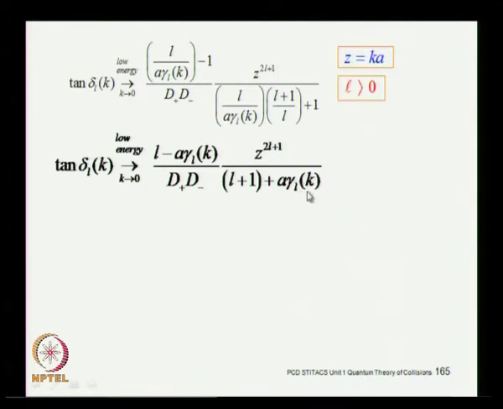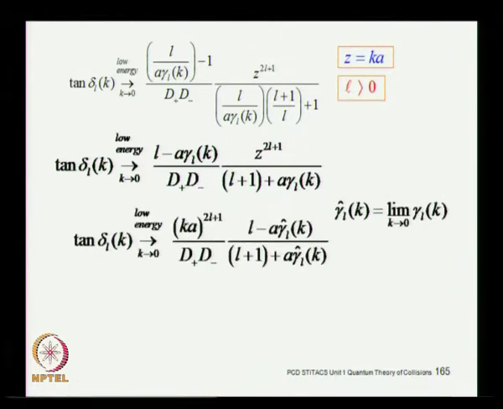And essentially we need the limit of gamma as k tends to 0. So, this limit is indicated by gamma caret, like putting a little tiny hat on top of gamma. So, this is the low energy limit of the logarithmic derivative, which is the term of interest. So, the tangent of the phase shift has a low energy behavior, k tending to 0 behavior, which is given by k a to the power 2l plus 1 times L minus a gamma caret, where gamma caret is the low energy limit of the logarithmic derivative, over L plus 1 plus a gamma caret.